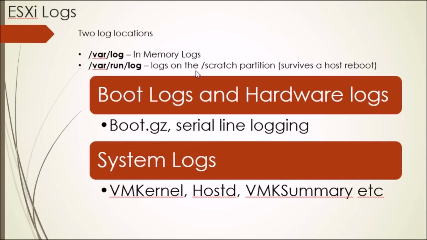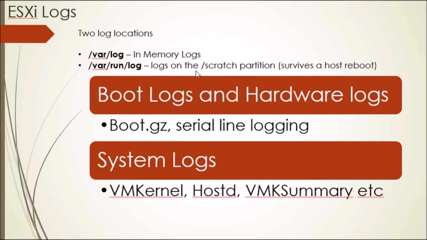Now the boot logs and hardware logs, there are essentially two places where you can find them. One is after the system has booted, you'll find a particular file called boot.gz, which you can unzip, or you can use zcat to read the contents. And the other thing you can do is enable serial line logging during the system boot event, and that will capture logs for you on an external monitor or screen or a system.